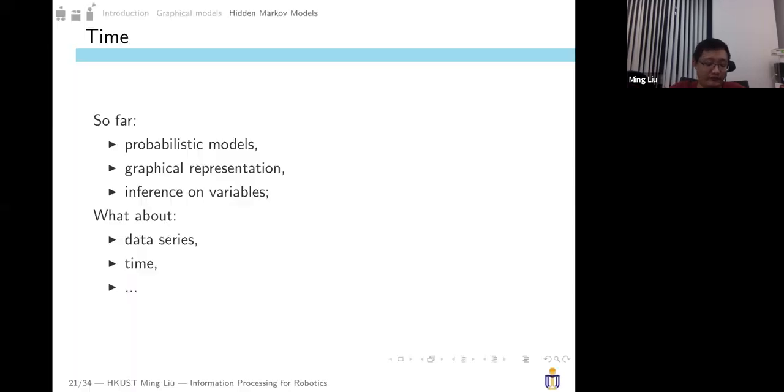Okay. So far, we introduced several models about the graph model, but we didn't introduce the data series. Didn't introduce anything related to time. Okay, we can have a model from A to B, right? But what happens over time? That part is unknown.